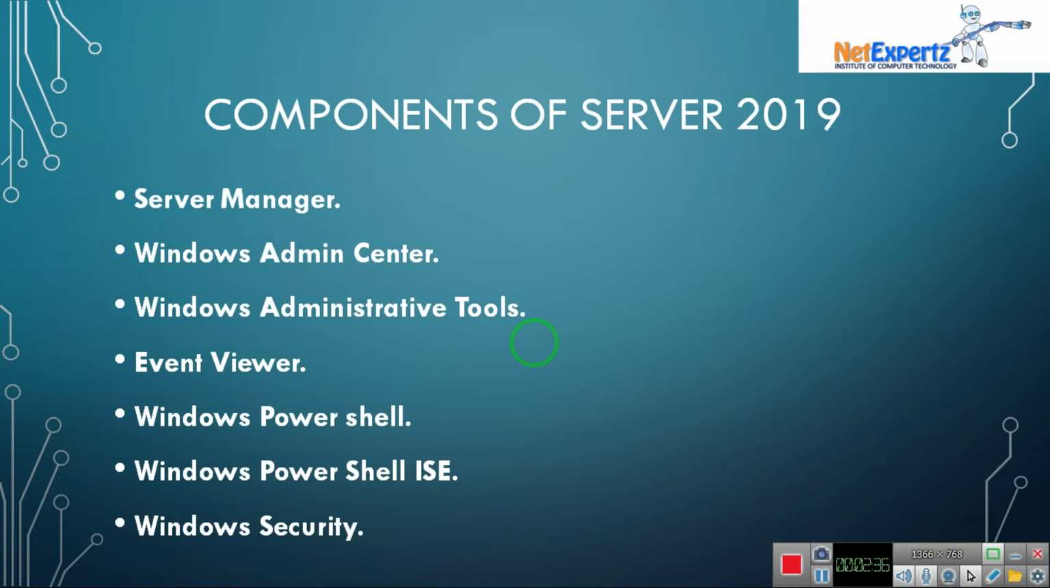Event Viewer contains all the log information. If you have any error in the servers, like a hardware error, application error or software error, it gives you all the information: what the error is, when the error occurred, on which date and which time. It shows you everything.